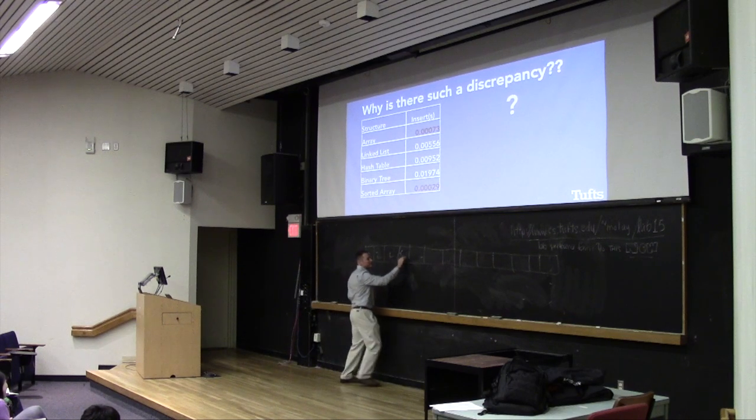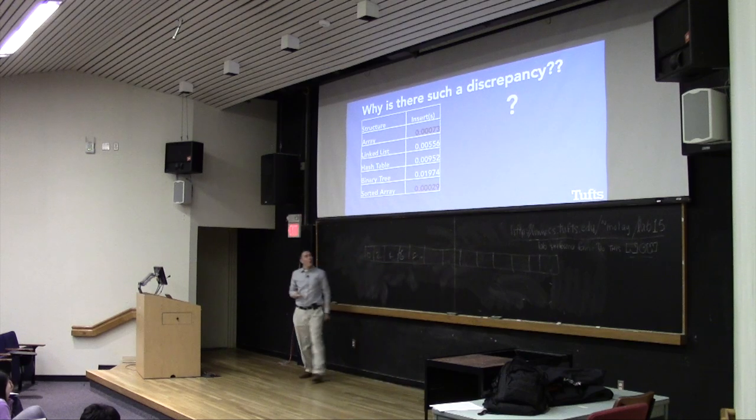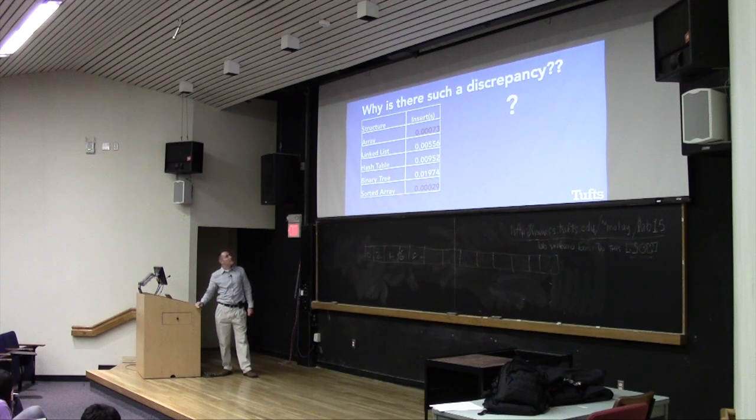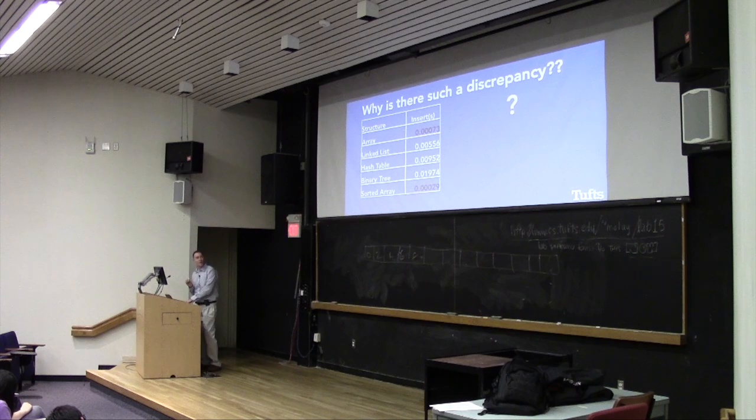It's 0, 2, 4, 6, 8, etc. It is sorted. Why then is the array slower than the sorted array to insert? Turns out that I didn't think about this when I wrote this program.